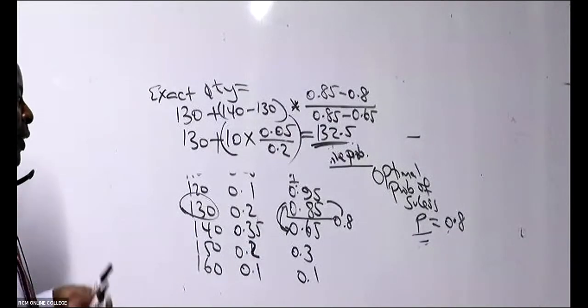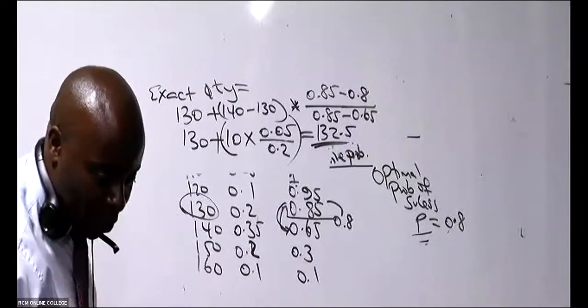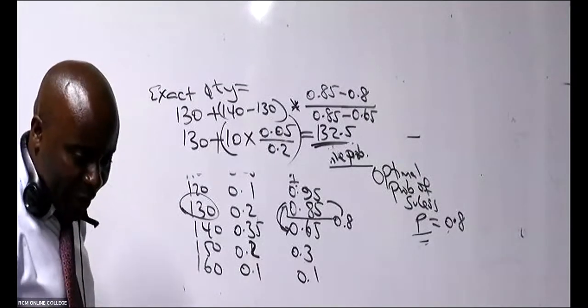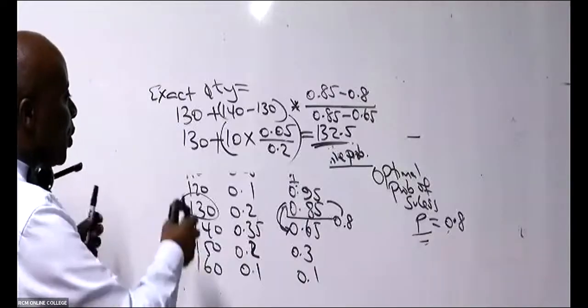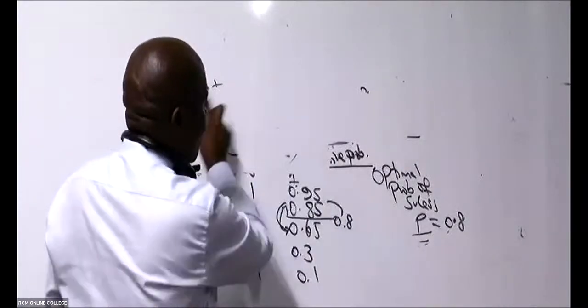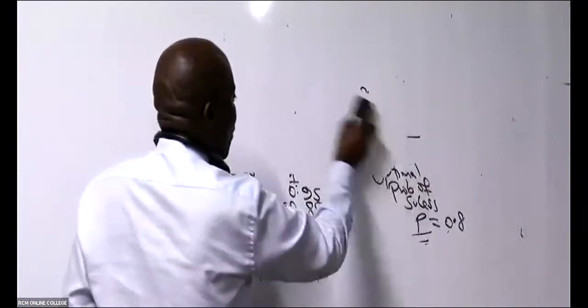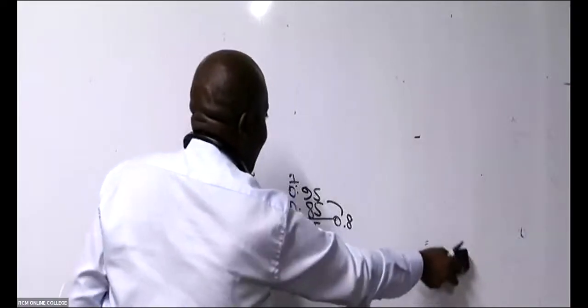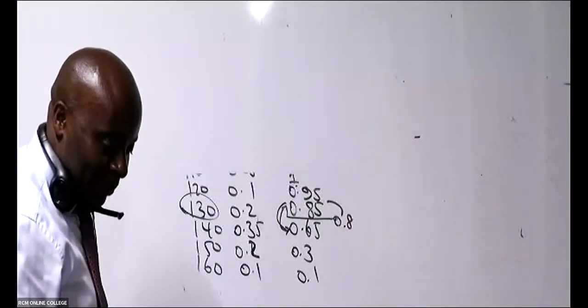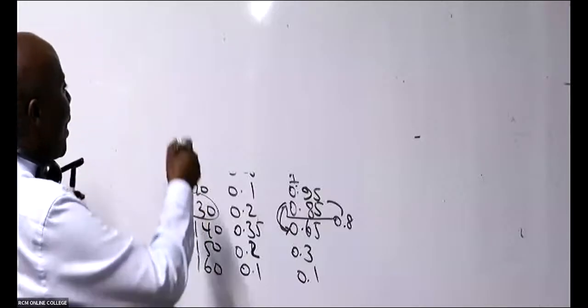Alternatively, let me show you another method. I'm sure maybe students will be able to understand this much better. The concept of similar triangles that you guys did in Form 3. In Form 3, similar triangles.